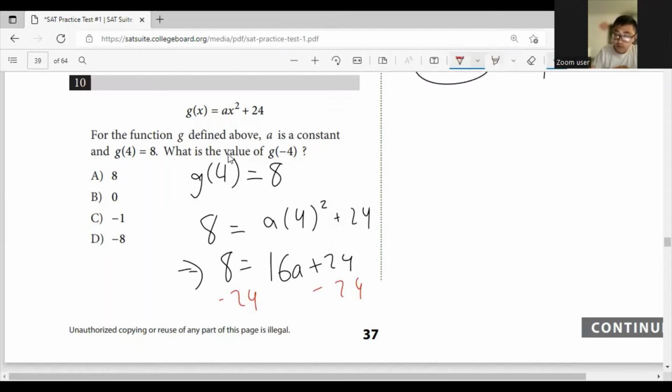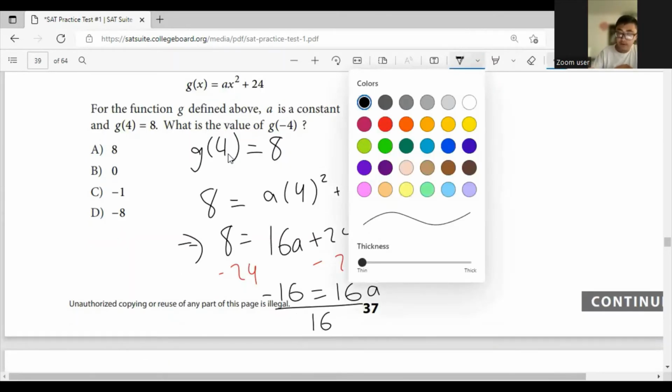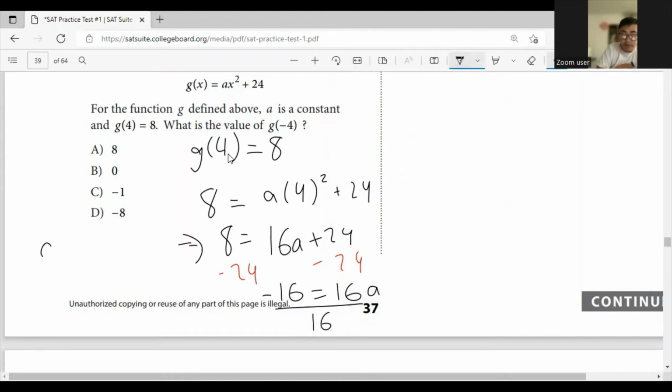Oops. All right. And that will get me 16 minus 16 equals 16a. Divide by 16. Oops, running out of room. We'll go back up here. So a equals -1, which is -16/16. Okay, cool. So we know a equals -1.